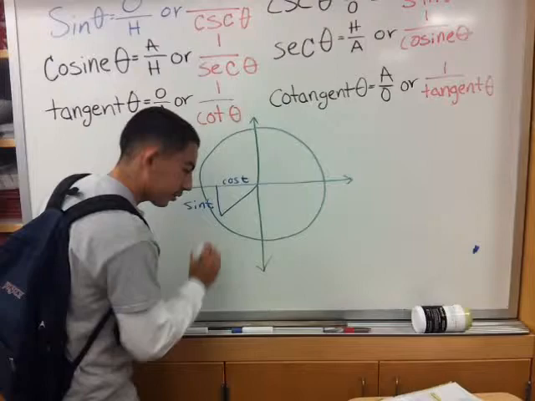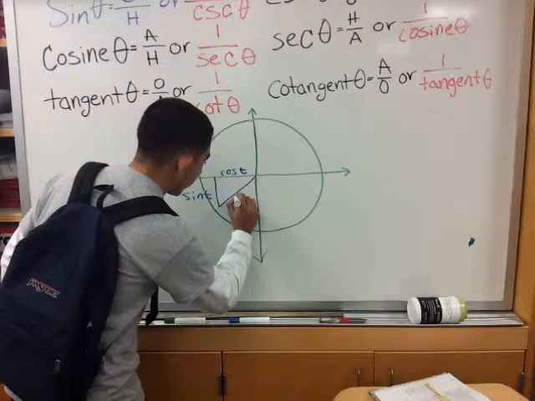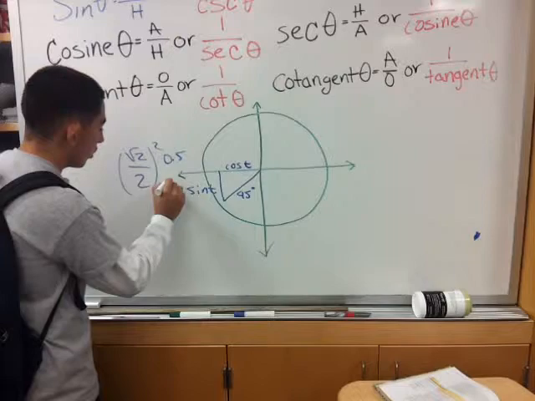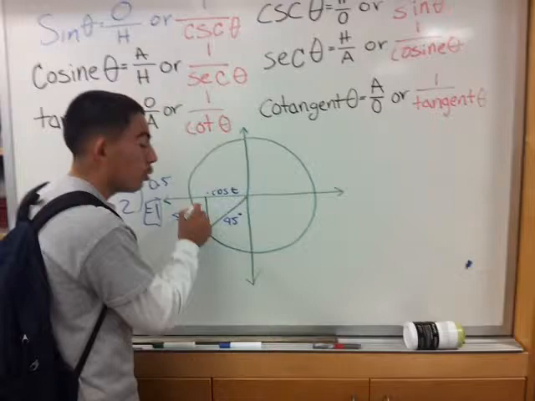And both of these equal 45 degrees right here. The reason for that is because you have square root of 2 over 2, and when you square this, two of these equal 1. Okay, anyway, I want to show you how to get this equal to 1. The way you do it is, you first set it up, cosine.